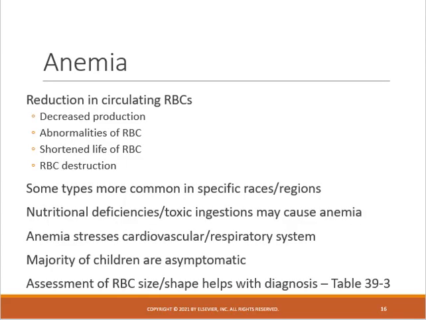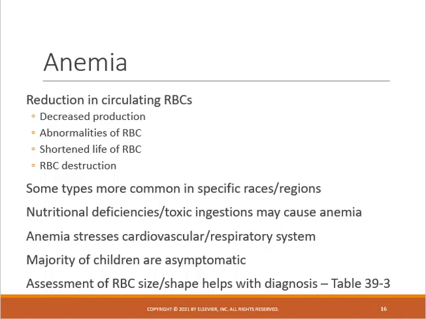So let's talk about some of the red cell disorders. The first one we're going to talk about is anemia, and that's a reduction in circulating RBCs that can be from decreased production, abnormality, shortened life span of the red cell, or destruction. Nutritional deficiencies can definitely impact anemia, as can toxic ingestions. Not having enough red cells to carry oxygen can cause stress on the cardiac and the respiratory system. Most children can be asymptomatic.